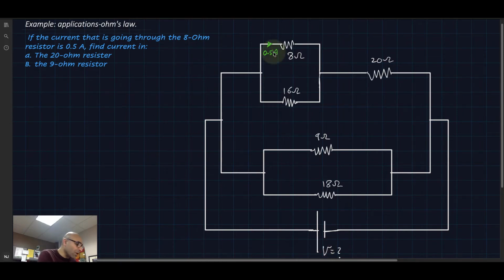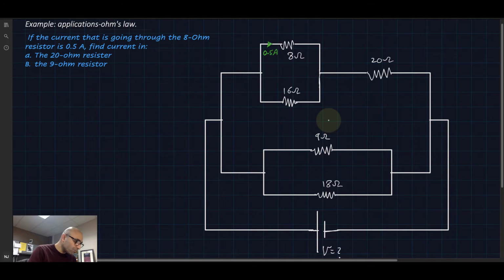What is this problem? It tells us that we have a current going through the 8 ohm resistor, and this current value is 0.5 amps. Find the current going through the 20 ohm resistor, and find the current going through the 9 ohm resistor. Once you find all of this, you can find anything else, like the power dissipated. If you were given the time the current flows through one resistor, you can find the energy dissipated and all of these things. But if you find the current, you basically solve the problem.